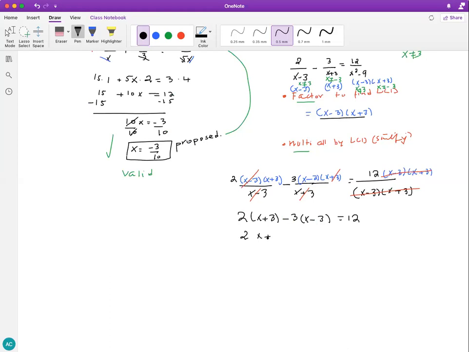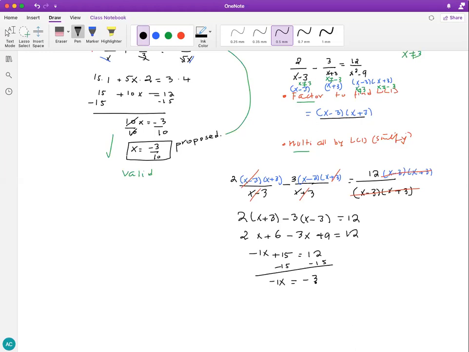So 2x plus 6 minus 3x plus 9, and 12. Now we're going to combine like terms. You have 2x minus 3x, which is negative 1x. 6 plus 9 plus 12 is 15. Then you can move the 15 over, or you can just subtract it from both sides. Minus x equals minus 3. That's right. Negative 1x equals negative 3.